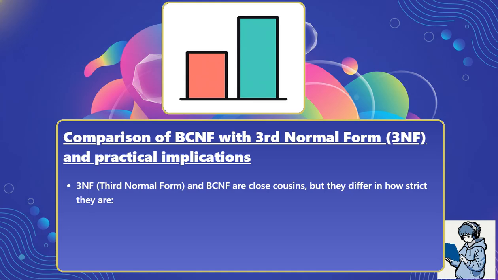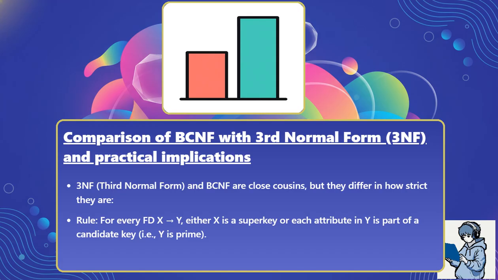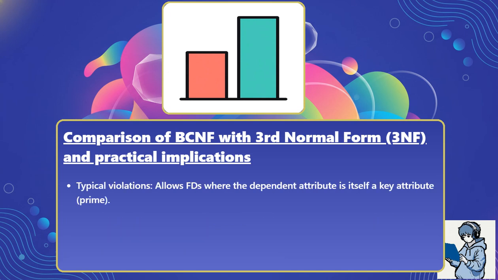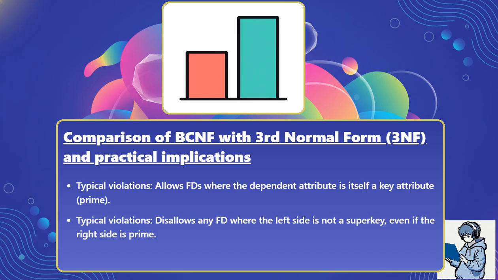3NF, third normal form, and BCNF are close cousins, but they differ in how strict they are. 3NF rule: for every FD, X determines Y, either X is a superkey or each attribute in Y is part of a candidate key. That is, Y is prime. BCNF rule: for every FD, X determines Y, X must be a superkey. Typical violations: 3NF allows FDs where the dependent attribute is itself a key attribute, prime. BCNF disallows any FD where the left side is not a superkey, even if the right side is prime.